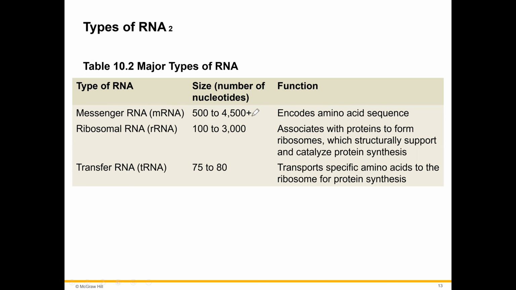rRNA or ribosomal RNA is smaller, 100 to 3,000 nucleotides, associated with proteins to form ribosomes. So it attaches itself to special proteins called ribosomal subunits and forms ribosomes, which structurally support and catalyze protein synthesis. tRNA or transfer RNA, 75 to 80 nucleotides, transports a specific amino acid to a ribosome for protein synthesis.